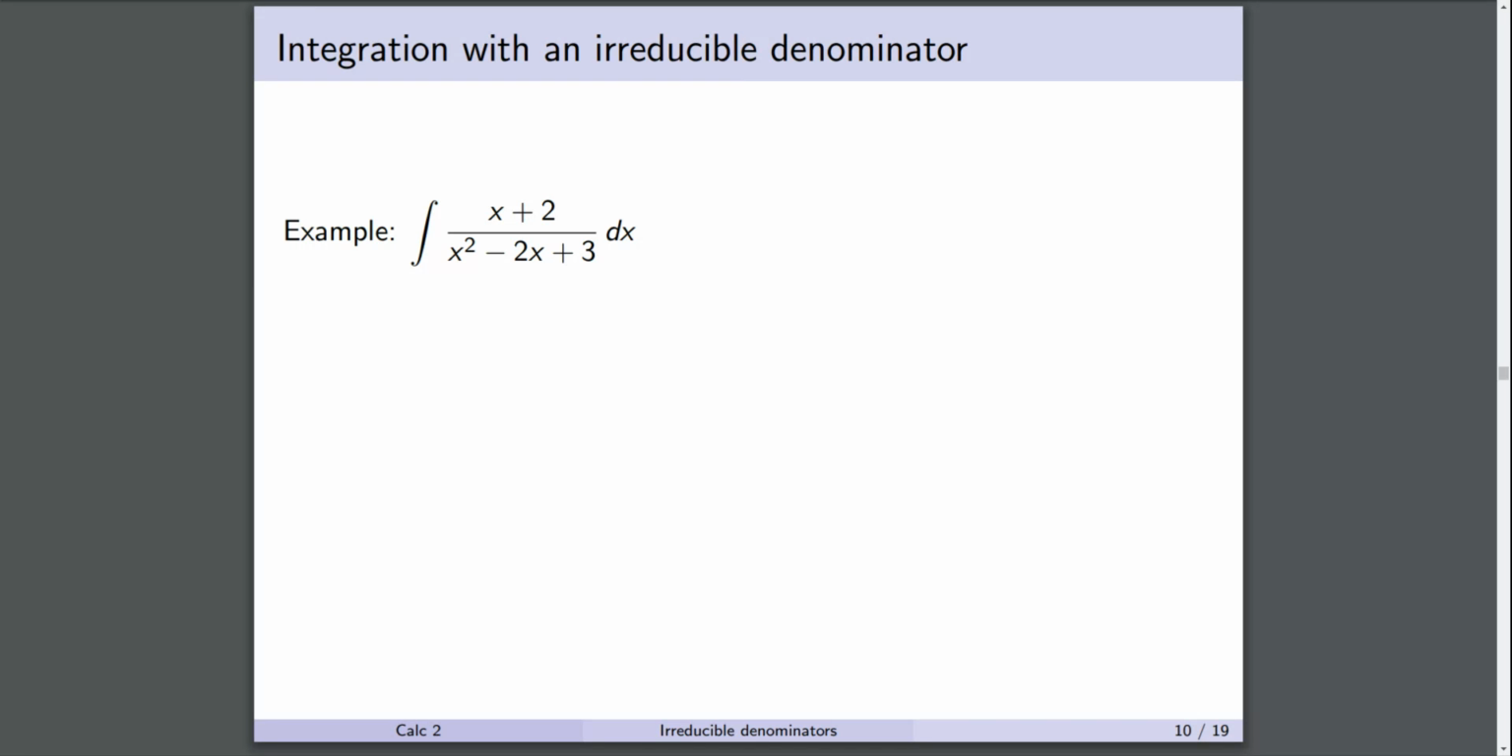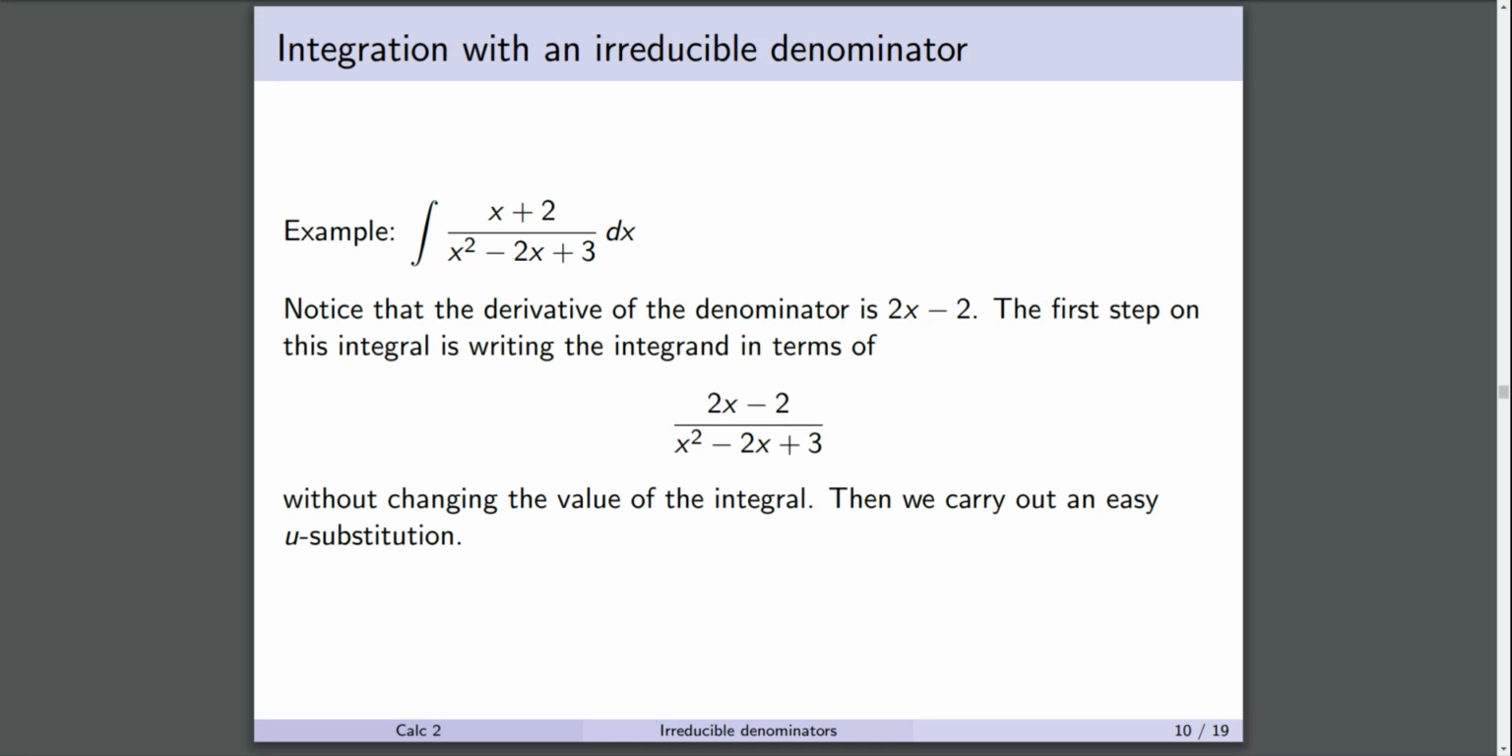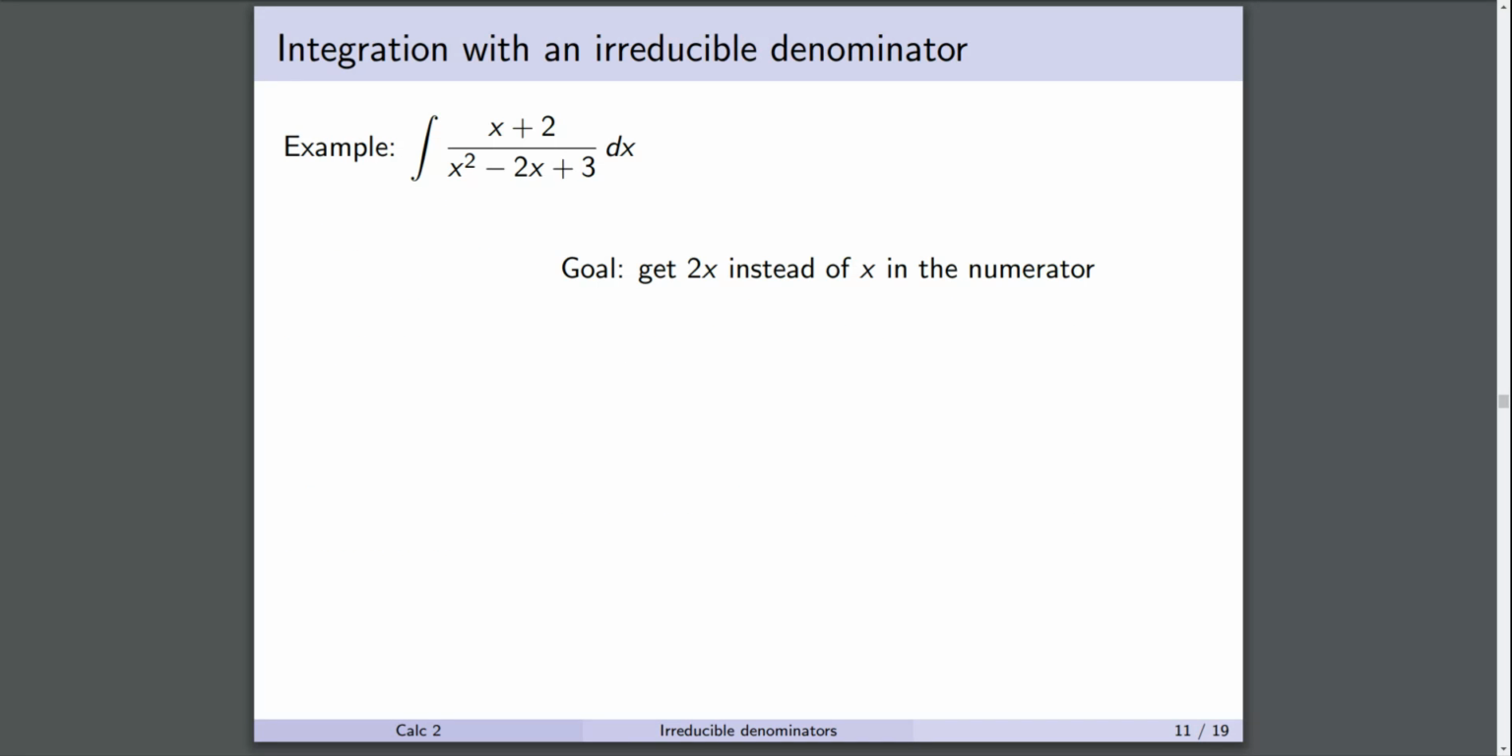And so instead, we're going to take the following approach. First, notice that the derivative of the denominator is 2x minus 2. So I want to rewrite my problem in the following form. We want 2x minus 2 on top, and that's going to set up a u substitution that lets us take care of at least part of this problem.